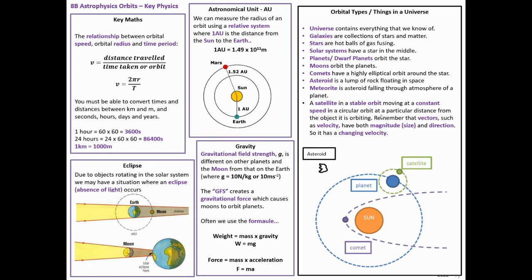arrives. Satellite then, in a stable orbit moving at a constant speed in a circular orbit at a particular distance from the object it's orbiting, would be a satellite. But if we remember that vectors such as velocity have magnitude, size, and direction, it has a change in velocity. So because the direction changes, we say it has a change in velocity, even though it's traveling at a steady speed. You've got to try to recognize these types of pictures to label satellites, planets, comets, and suns.